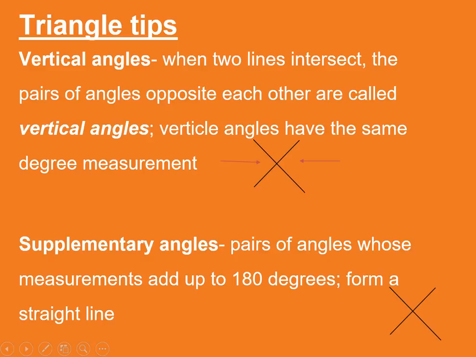Supplementary angles are pairs of angles whose measurements add up to 180 degrees. These form a straight line. That means this angle here and this angle are going to be supplementary angles. So if this is 100 degrees here, this will be 80 degrees. If this is 90, this will be 90, on and on and on. You can do math all day long if you want.